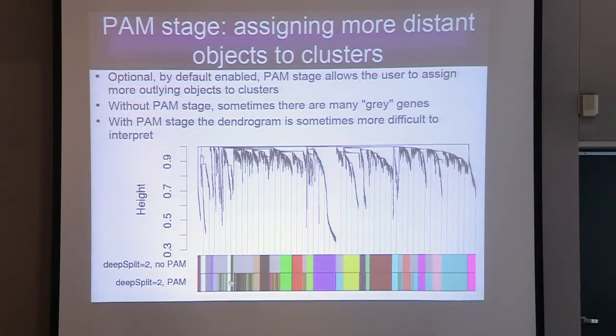And so if you enable the PAM stage, then you get these little areas where the colors alternate really quickly, where these genes are assigned to their nearest cluster, which can be either this black or it could also be this green one here. There are some blue lines actually, I think, so they go to this cluster and so on. So the disadvantage of the PAM stage is, again, that the dendrogram is more difficult to interpret, but the advantage is that more genes are assigned to clusters.